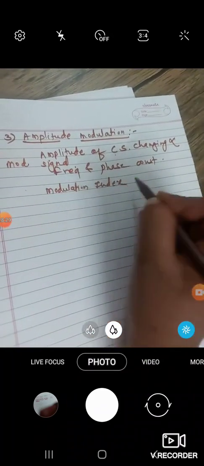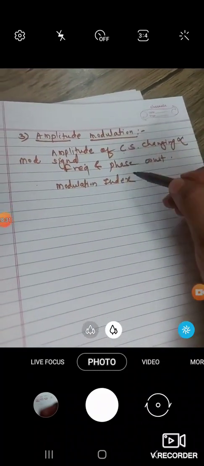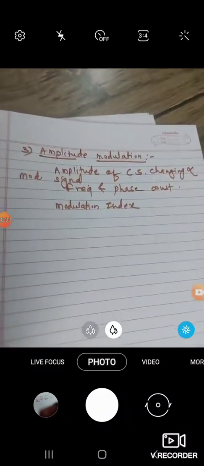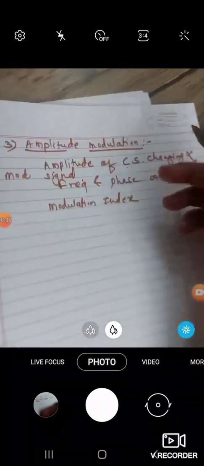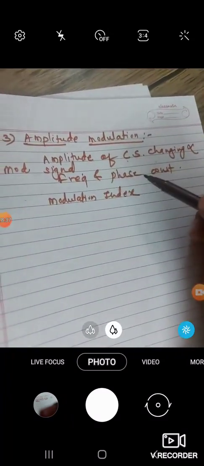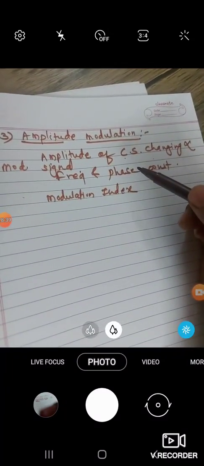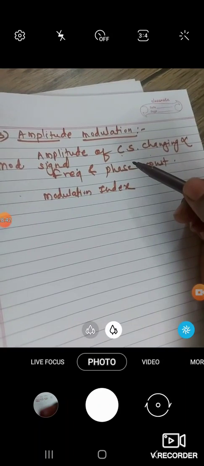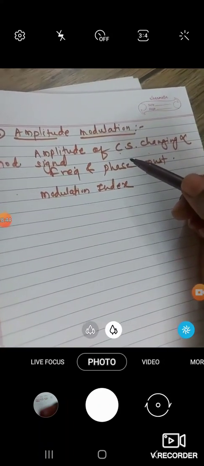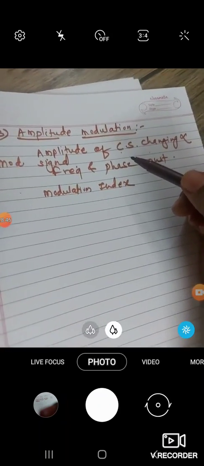Why am I discussing these terms? Because based on the value of modulation index, there are three cases for amplitude modulation, and we have to draw the waveforms for all those three cases in amplitude modulation.